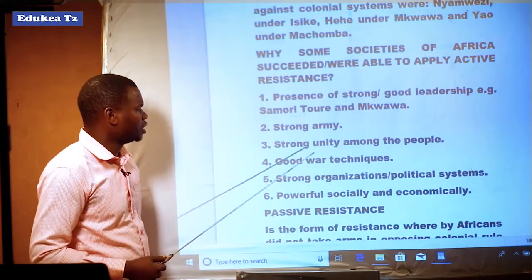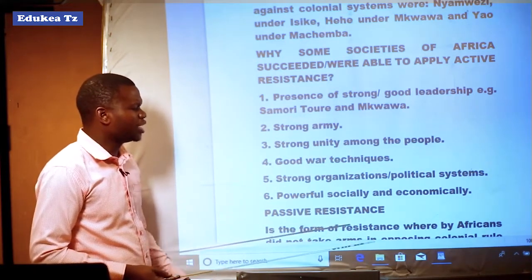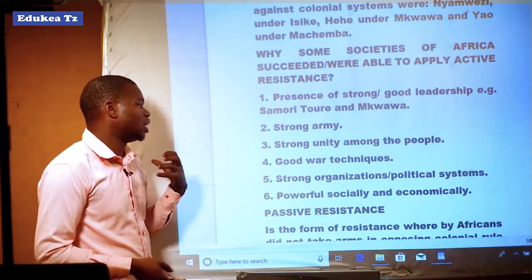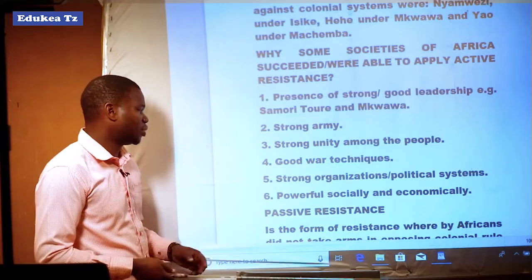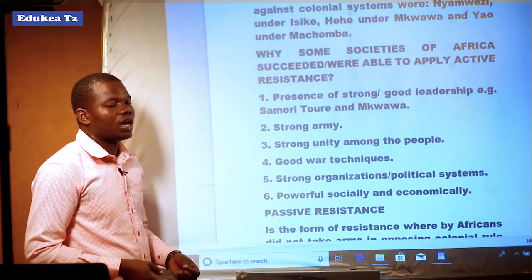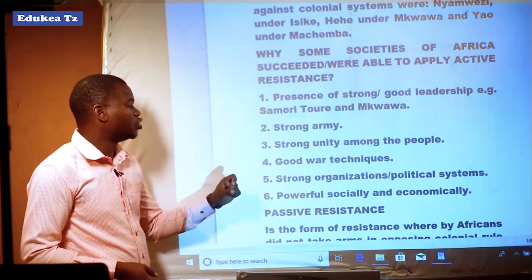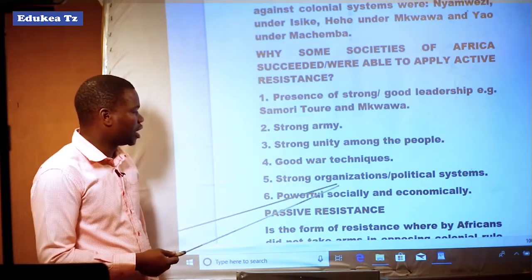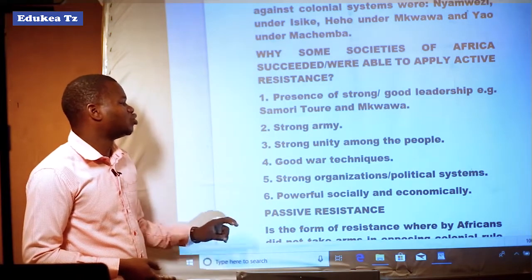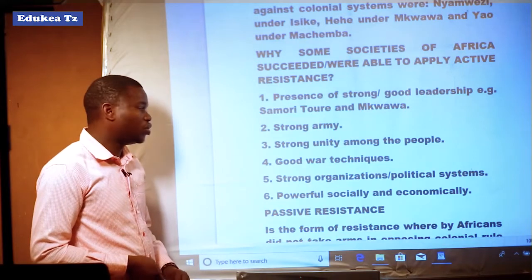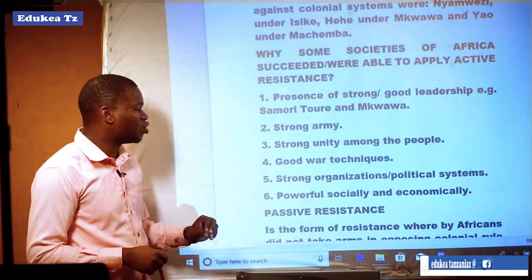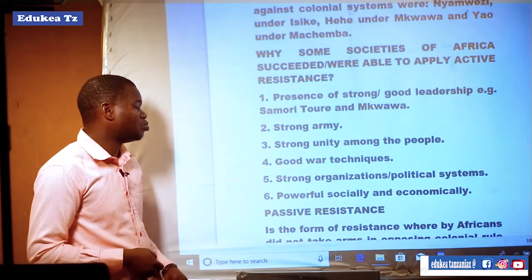Another reason was strong unity among the people. Their people were very united, and they used different religious beliefs as well as norms to make them united. Again, they had good war techniques or military techniques, which made them able to match the colonial techniques of war. Another was strong organization or political systems. They were very organized, so their organization made them fight actively against the colonial rule. For example, the Hehe, who are believed to have had a good political system under the leadership of Chief Mkwawa.